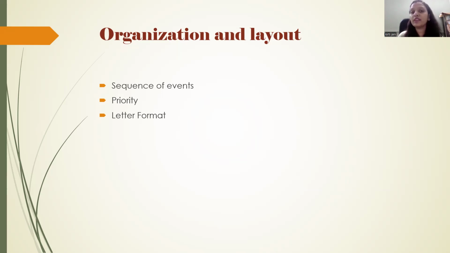So you need to understand that there are two ways of organizing your information. The first one is the chronological way, that means how the incidences happen. And the second is the thematic way, that means based on the patient's priority. So you need to prioritize the information. These two factors come under organization, and the layout is the letter format that you need to learn. And if you don't know, you can watch the previous video on the OET writing method lesson.